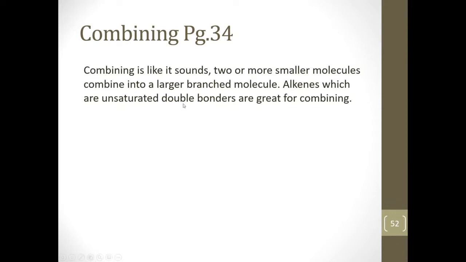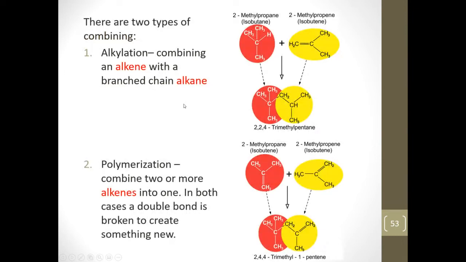So just to make it a little more complicated, two types of combining. The first type is called alkylation, which is combining an alkene with a branched chain alkane. So here we have an alkene, here we have an alkane. We break this bond here that allows them to hold hands, and we now have 2,2,4-trimethylpentene made by combining this methylpropane with this methylpropene. Fascinating stuff.